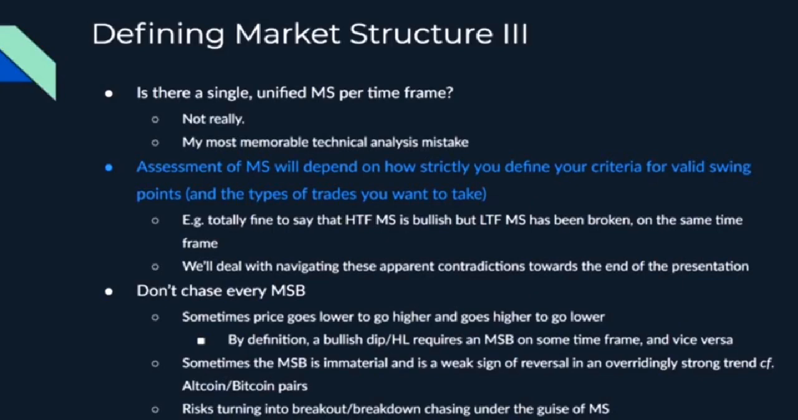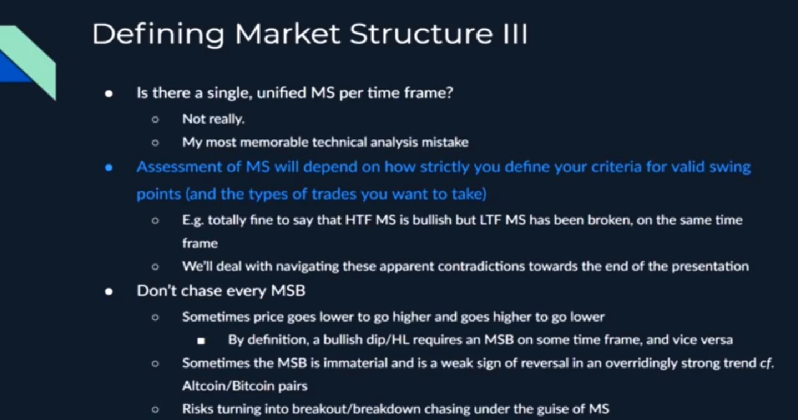Still on defining market structure, difficult question. Is there a single unified market structure per time frame? We can compare this to trend. Let's say the 200 daily moving average is your key for directional bias. In most cases, unless the market's just chopping up the level or it's really close, you'll be able to look at where price is relative to that 200 daily moving average, and it will give you a pretty unambiguous answer as to whether the market's bullish or bearish. If it's above it, it's bullish. If it's below it, it's bearish, right?